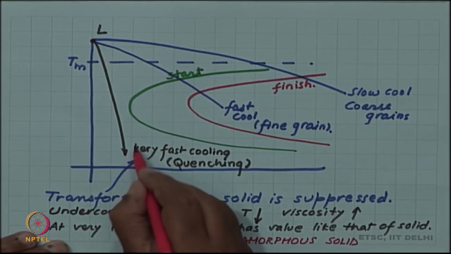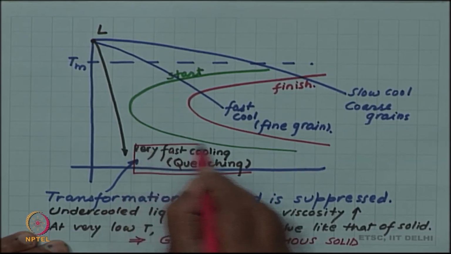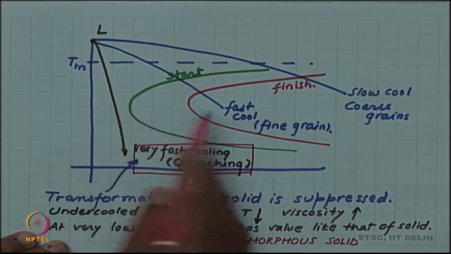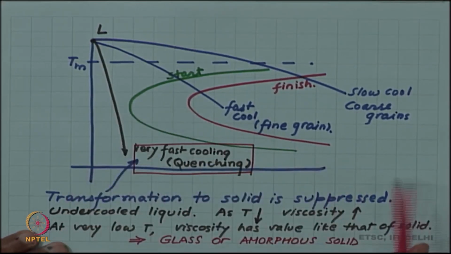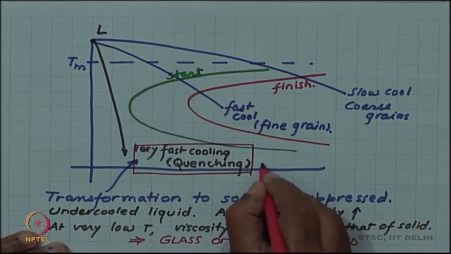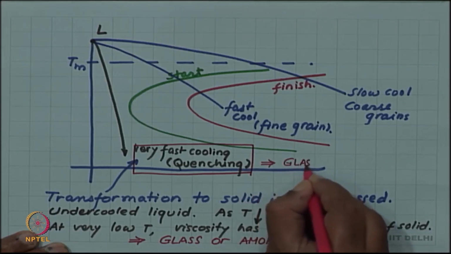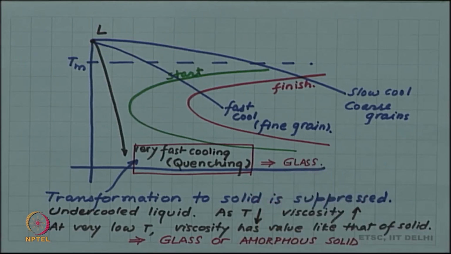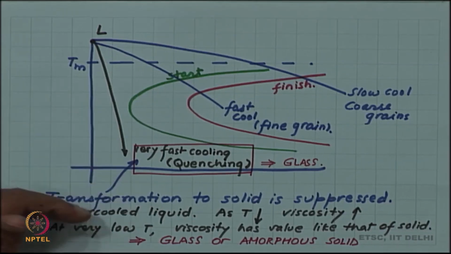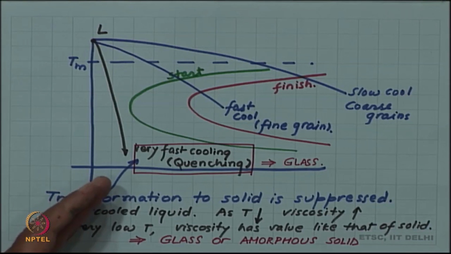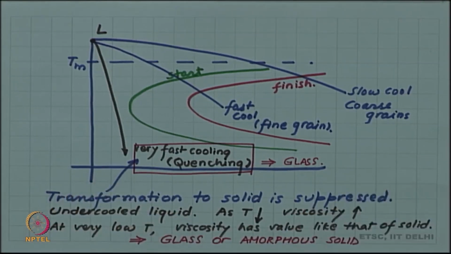So, very fast cooling or quenching such that the solidification curve is avoided, it never hits the start curve, will then result in the formation of glass. So, the TTT diagram for liquid to solid transformation also helps in understanding why very fast cooling can give us glass instead of a crystalline solid.